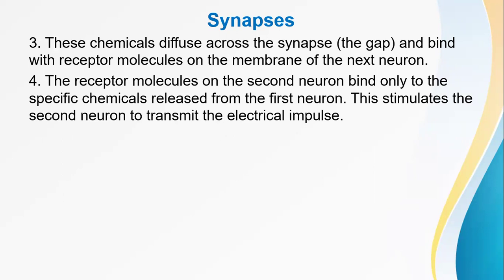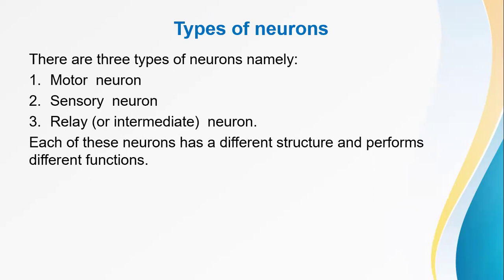And last but not least, the receptor molecules on the second neuron bind only to the specific chemicals released from the first neuron. This stimulates the second neuron to transmit the electrical impulses. So this is what happens across the synapses. Now let's see types of the neurons.